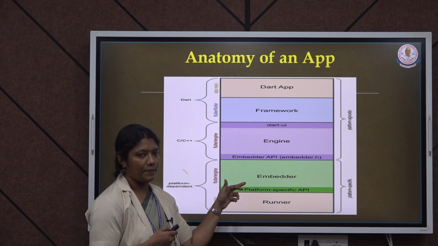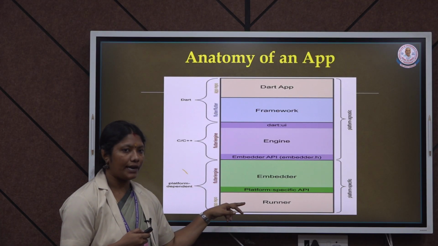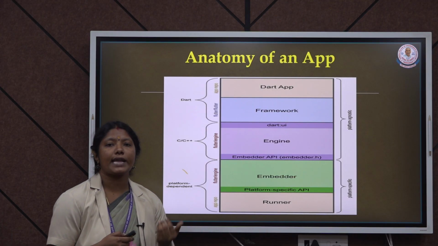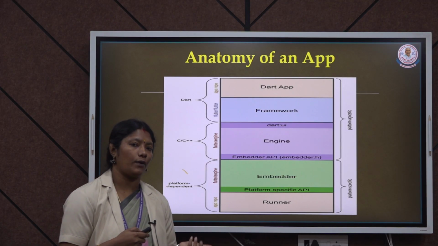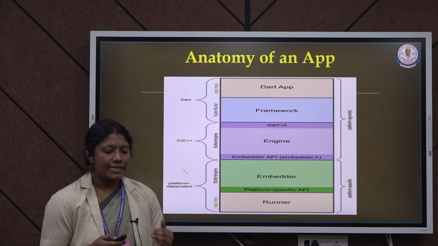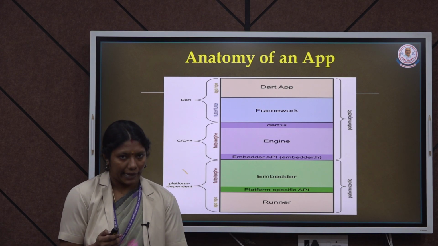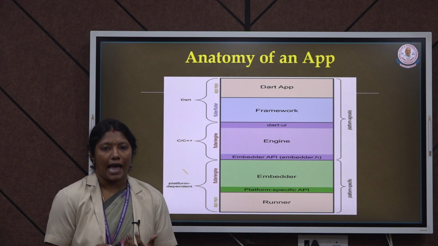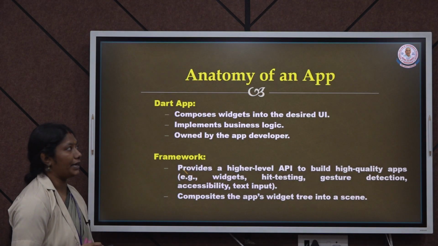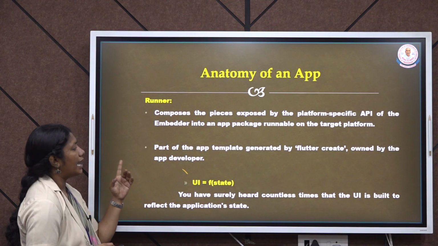And the next thing is the embedder. As we know, with the help of the embedder, Flutter can connect with the device operating systems, and also we can integrate applications with existing ones. Finally, the runner. In this layer, everything is combined into a package that runs as an app on your device. This is the anatomy of an application. So, data, framework, engine, embedder and runner.